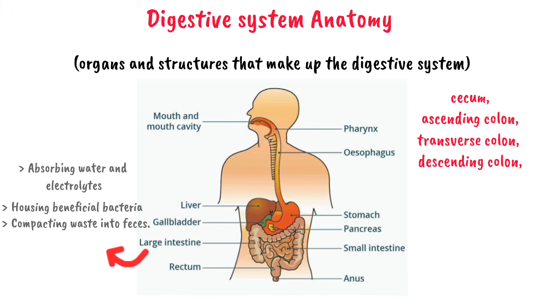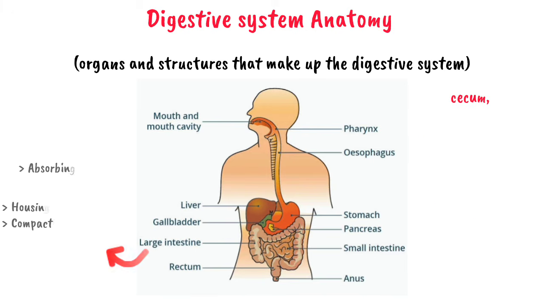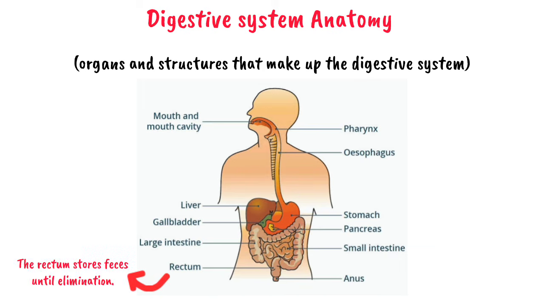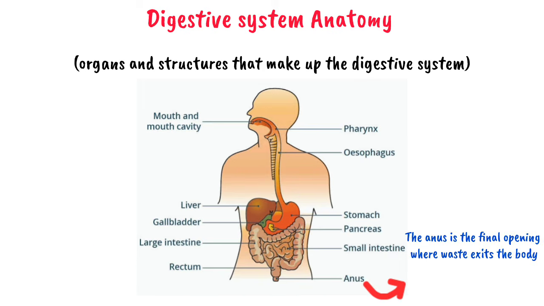Now this takes us to the rectum and the anus, which is number 6. The rectum stores feces until elimination, while the anus is the final opening where waste exits the body. It is controlled by both internal and external anal sphincters.